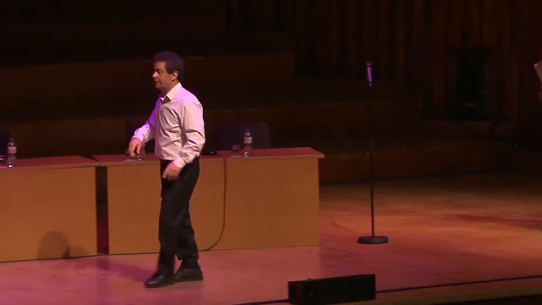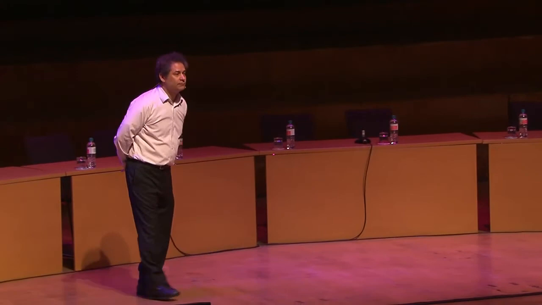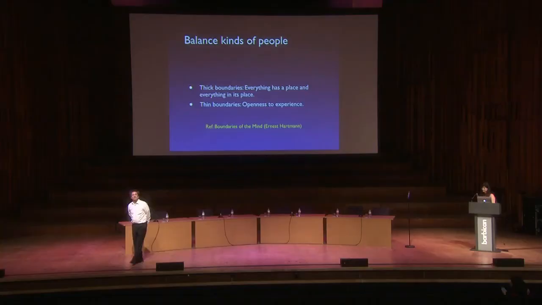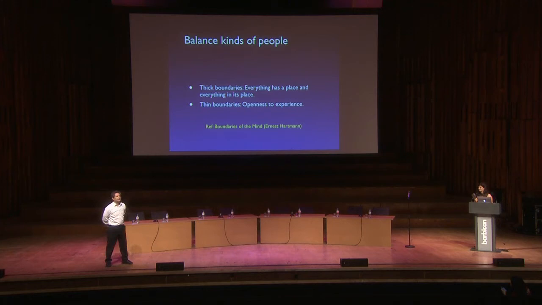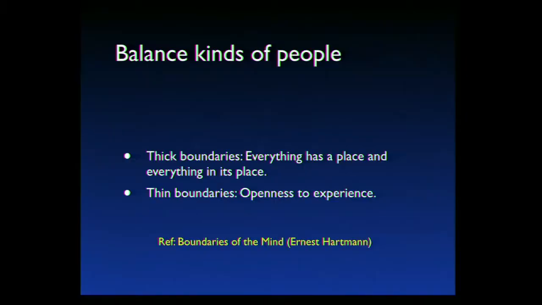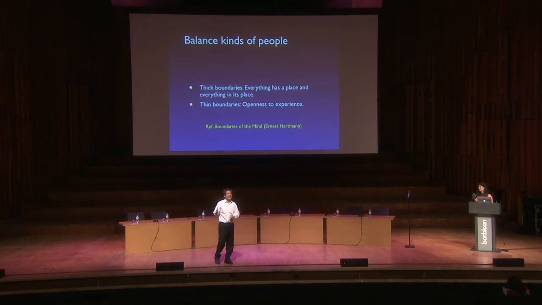So if we go to people, it turns out that there is a division of people that was pointed out by a colleague of mine, Ernest Hartmann. There's a book he wrote, Boundaries of the Mind. He studied people and he said there are two kinds. There are thick-boundaried people. The thick boundary people say everything has a place and everything is in its place, right? And the thin boundary people are open to exploration and experience. So we also need a balance of different kinds of people, yes.